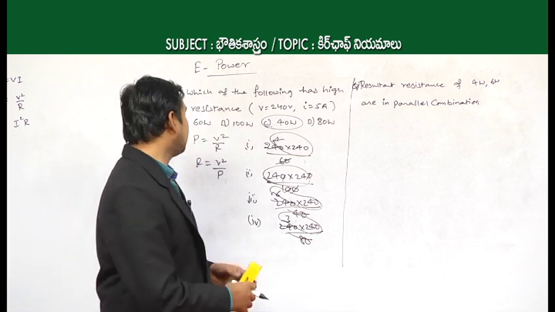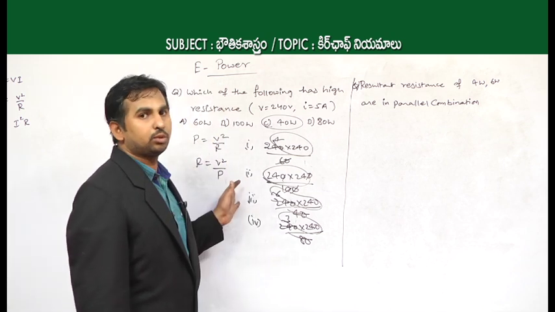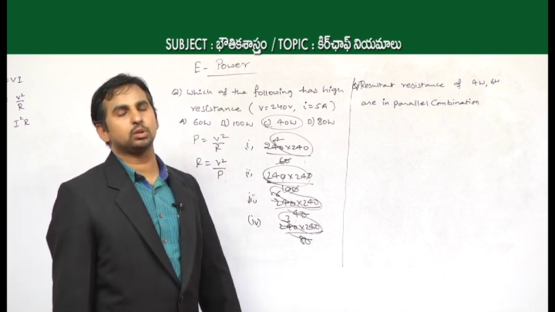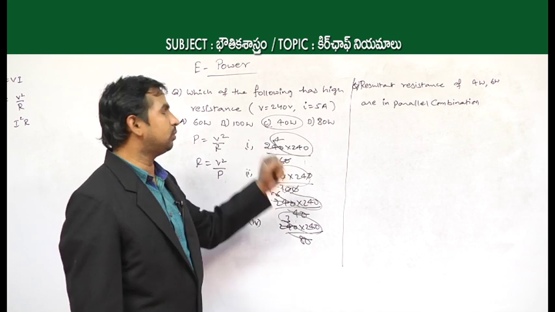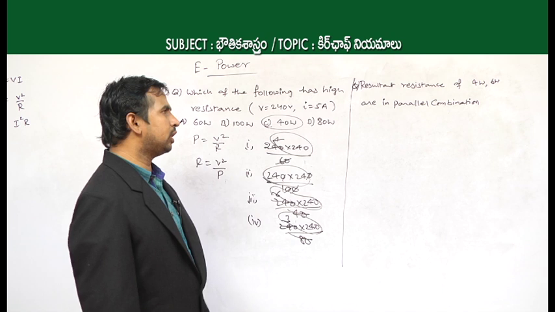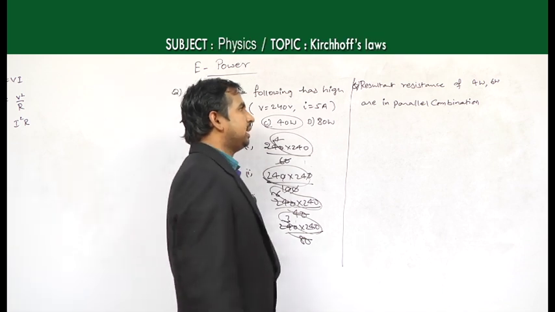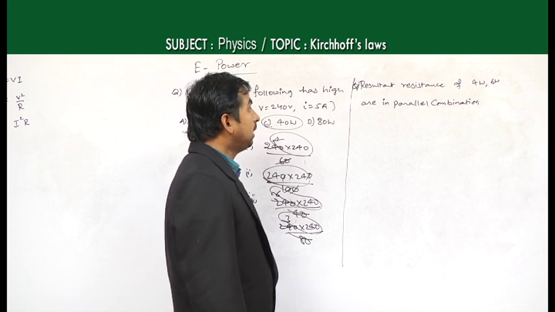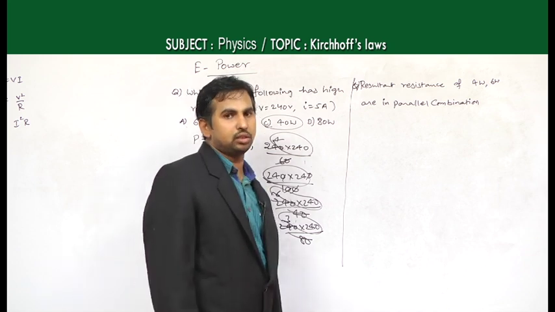So, like that we can relate the resistance with respect to the power, because here the power and resistance are inversely proportional to each other for a given fixed value of the voltage. Now, if you go to the next one, here we have the resultant power of 4 watts and 6 watts when they are connected in parallel combination.